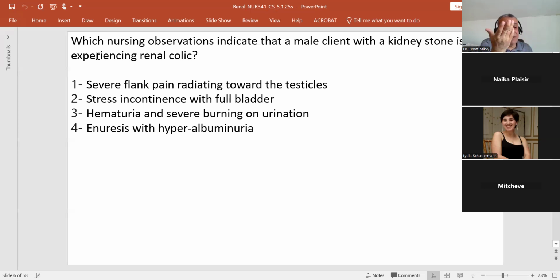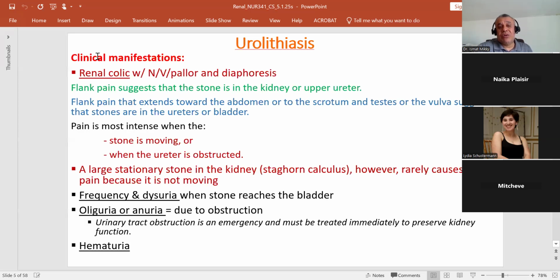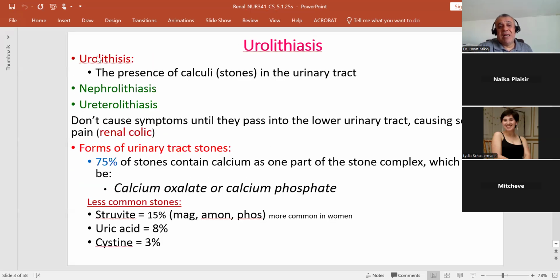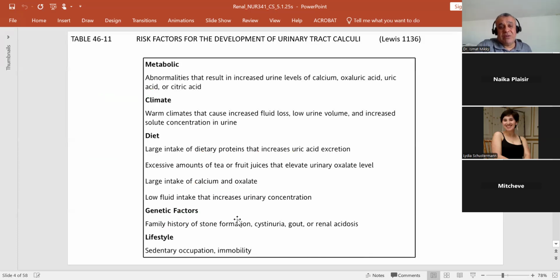The incidence is higher in men than women. There is a stone called the struvite stone, which is a complicated stone. It consists of three electrolytes: magnesium, ammonium, and phosphate. That's called a struvite stone. It makes up about 15% of stones in people affected.